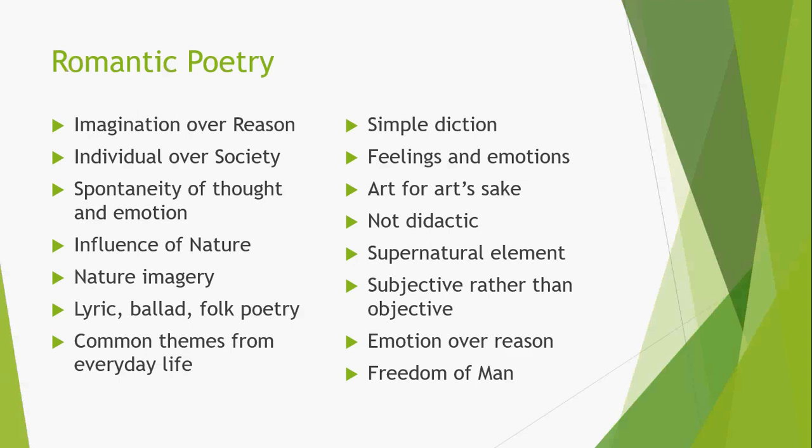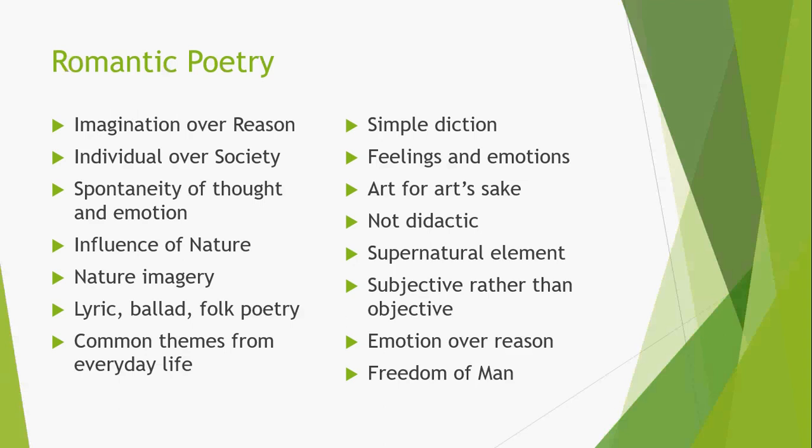We find that the romantics were greatly influenced by nature. Hence, there is a lot of nature imagery in their poetry. The common poetic forms that were used in this age are the lyric, the ballad, and various kinds of folk poems. The poets dealt with themes that were very common to everyday life. They used very simple diction. They felt that the poet must address the emotions and feelings of the common people. So they used language that a common person could easily understand.